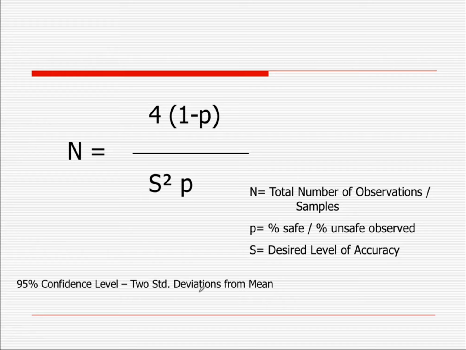And this is always beneficial in looking at what is the level of accuracy of the number we're getting when we're doing observations of behavior. Now, this is a formula. It's presented in a lot of the CSP study materials. It's n equals 4 times the quantity 1 minus p divided by the quantity s squared p.